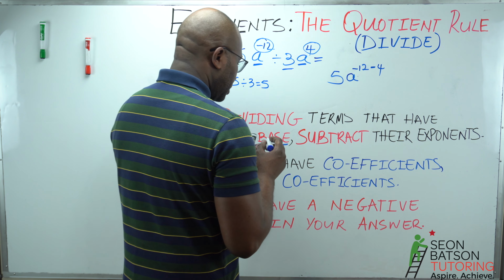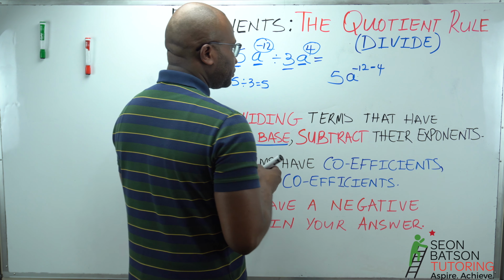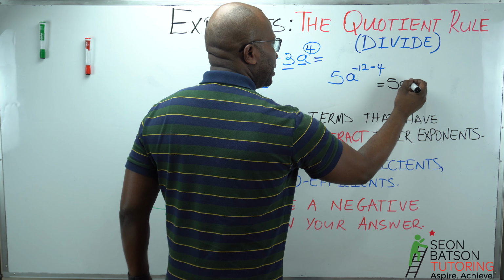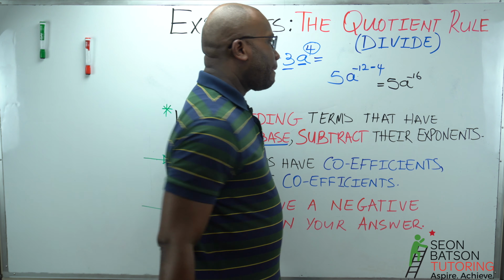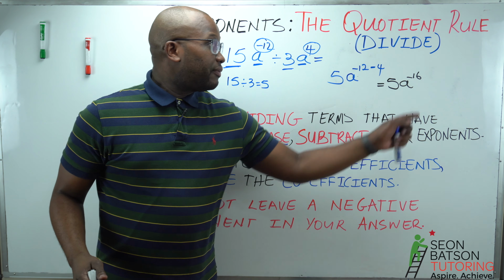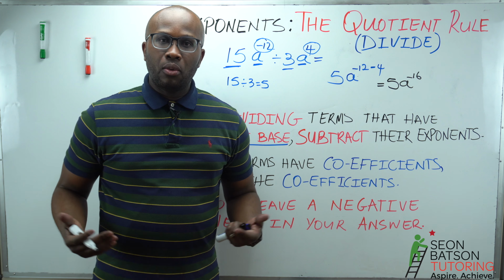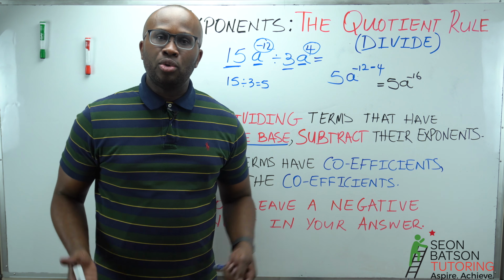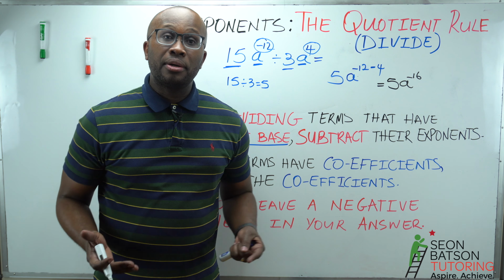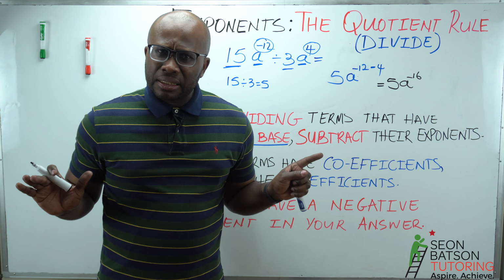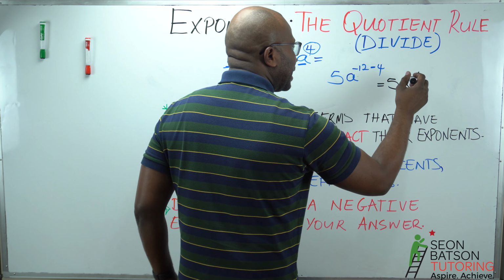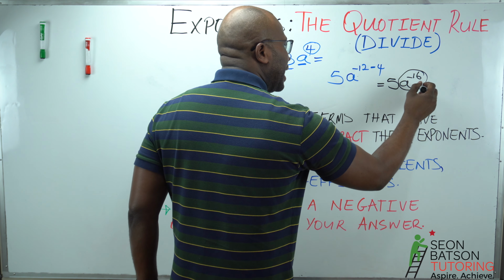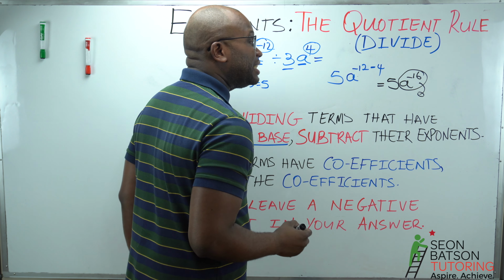All right. So what's left? After subtracting, we'll get 5a to the -16th power. But again, we cannot leave a negative exponent in our answer. So what are we going to do? We must make it positive. And to make it positive, we will simply move the negative exponent and the term that it's attached to. That's it. In this example, the -16 is attached only to the a. Yes? So we'll move a and -16 to the denominator.